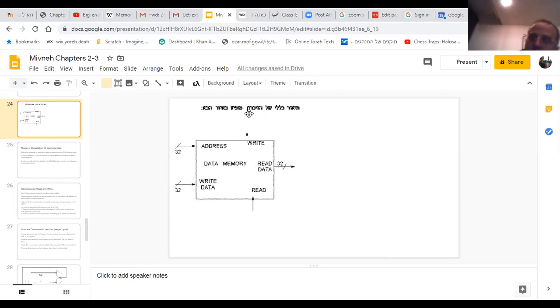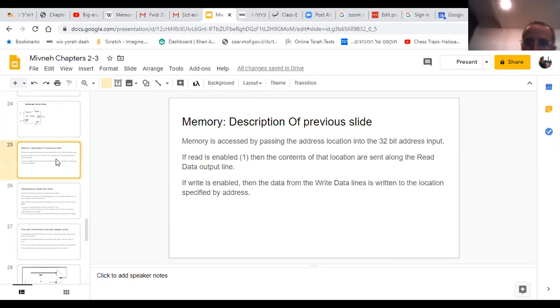And we have to light up the write bit. If we don't light up the write bit, then we're not allowed to write the data. So for a store word, this will be 1. For a load word, this will be 0. We're just reading on a load. That's the memory. Memory is accessed by passing the address location as a 32-bit input. If read is enabled, then the contents of that location are sent along the read output. If write is enabled, then the data from the write data is written to the location specified by the address.